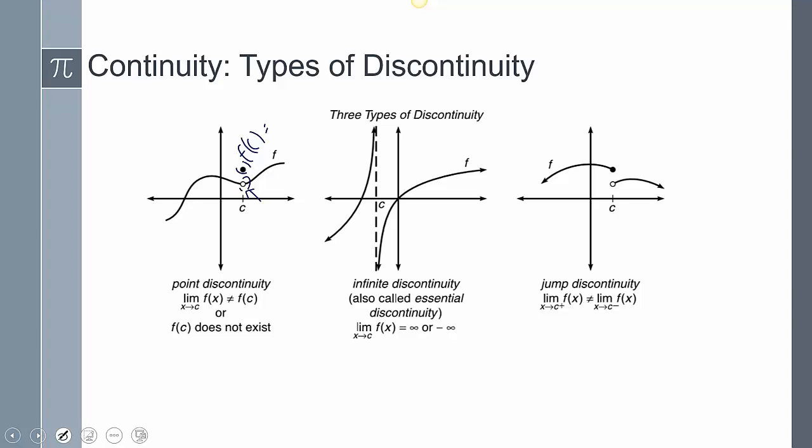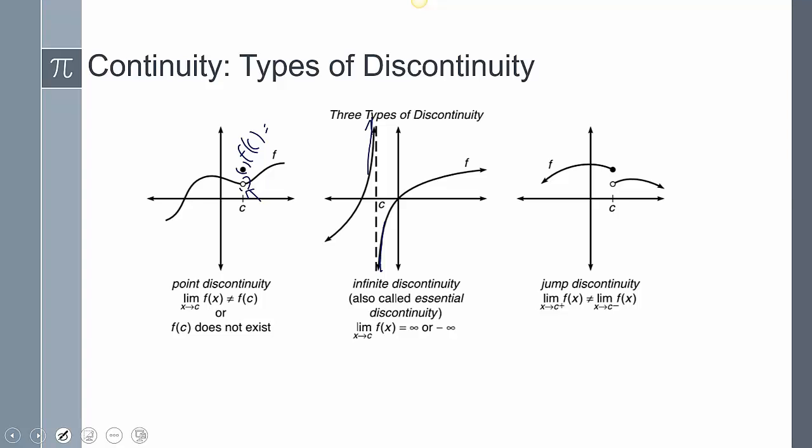The second is going to be an infinite discontinuity, and the way that we recognize this, it's typically asymptotic, and it goes on to infinity, right? So we know that we can describe it as an infinite discontinuity. And the reason why we would say that this is discontinuous is because the limit as x approaches that value is infinity or negative infinity, so the limit itself does not exist.